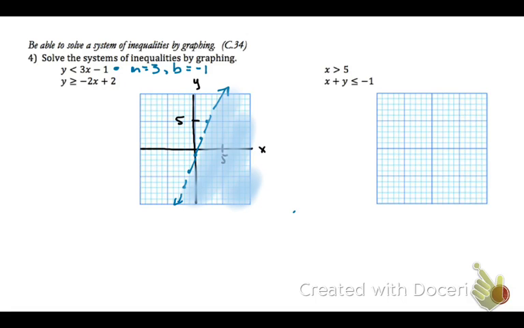So my second inequality, I'm going to graph in red. So my slope is -2, and my b value is +2. So I'll put a point at 2, and then down 2 and over 1. And I'll do that a few times.